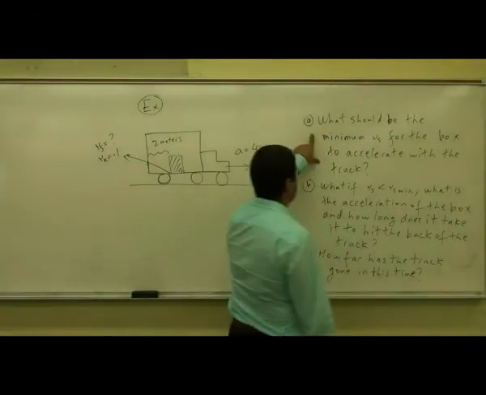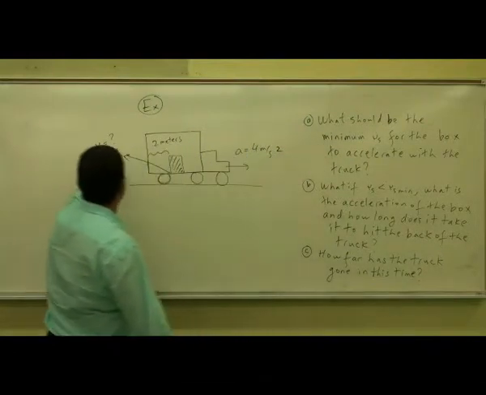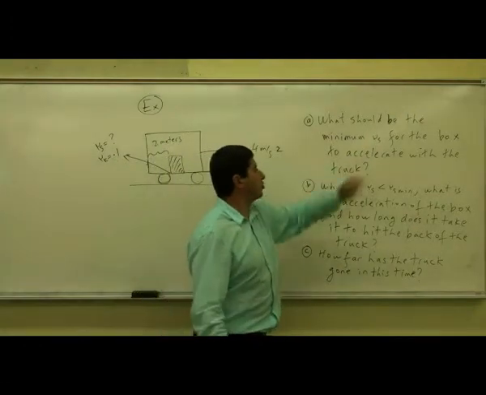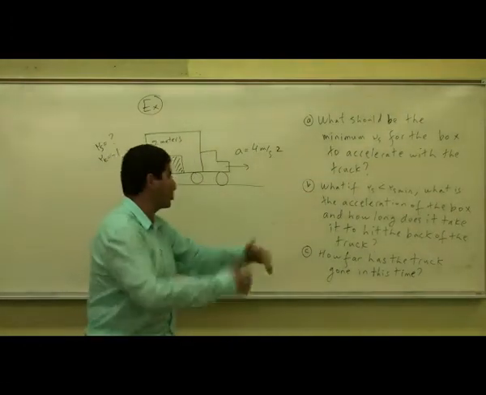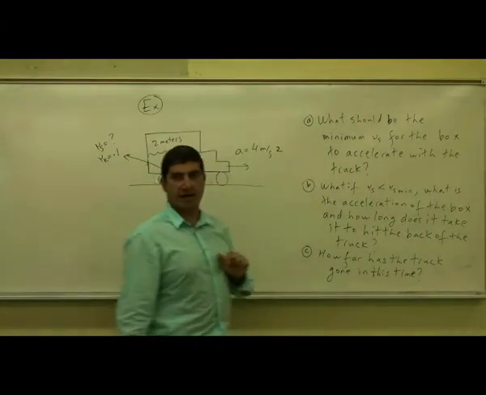And then here there are some questions. What should be the minimum μs? So what should this be at minimum for the box to accelerate with the truck, if you wanted to accelerate along with the truck at a rate of 4 meters per second squared? B will ask this question.